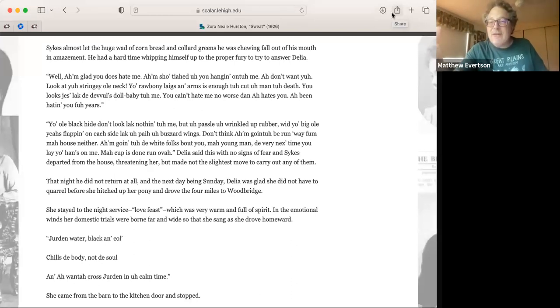But she gives as good as she takes in this case, and she starts to have her first moments of resistance, and she says, "Your old black hide don't look nothing to me but a passel of wrinkled up rubber, and your big old ears flapping on each side like a pair of buzzard wings. Don't think I'm gonna be running away from my house either. I'm going to the white folks about you, my young man, this very next time you lay your hands on me. My cup is done run over."